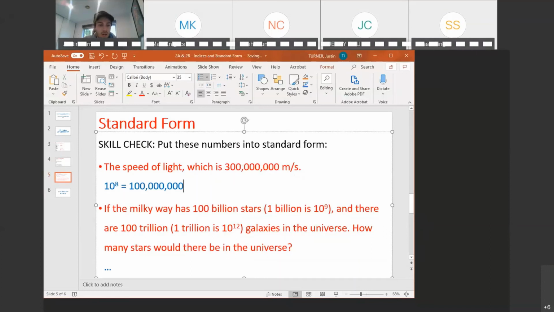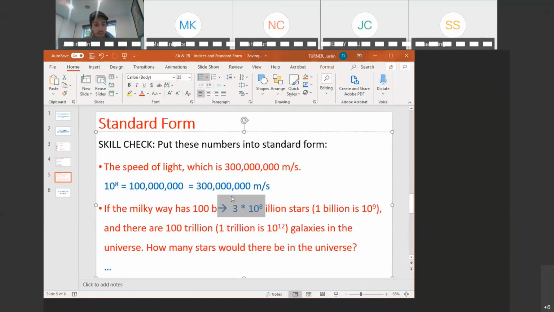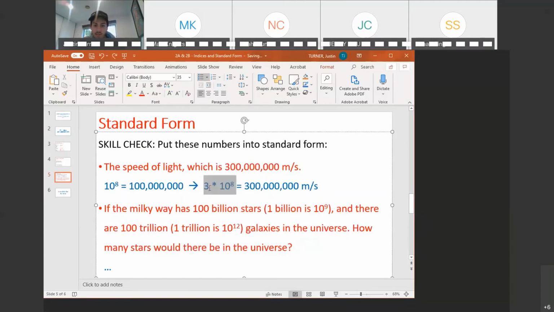Now, if I want to get from 100 million to 300 million, all I need to do is multiply that by 3. So if I have 3 times 10 to the 8, that's going to give me this 300 million number. That's how we're going to do the first one. This one is written as 3 times 10 to the 8.